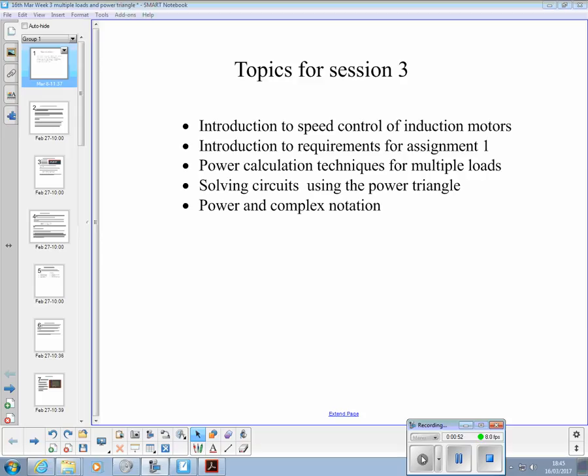So power calculations where we got a multiple load center, so looking at where you might have a distribution system and you've got a number of different loads all connected to it, how you can deal with the overall power being taken on that system. Okay, solving circuits using the power triangle, and a bit more about power and complex notation, which we started on last week. Okay, so that's the plan for the rest of this evening. See how far we get with that.